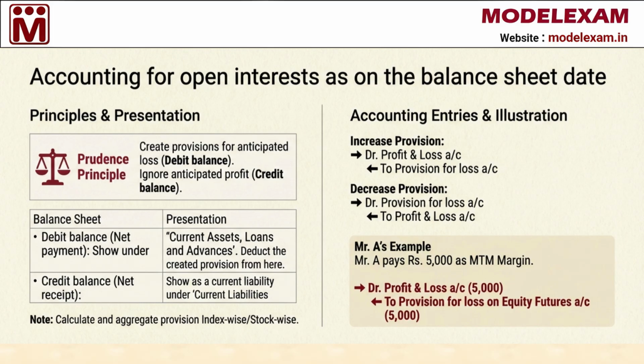Moving forward to the end of the financial year, we must apply the principle of prudence, which basically means being cautious with our numbers. If your daily settlement account shows a loss, you must take that loss out of your profits immediately. However, if the account shows a profit that you have not actually cashed out yet, the rules say you should ignore it for now. This keeps your financial records honest and prepared for the worst.